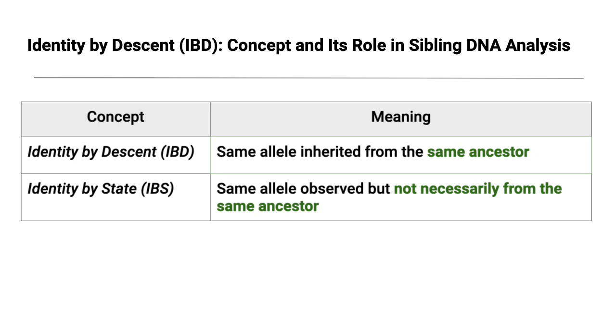IBD must be distinguished from identity by state, or IBS. Alleles are IBS if they are identical in sequence but not necessarily inherited from the same ancestor. For example, two unrelated persons might both have allele 15 at the locus simply because that allele is common in the population. That situation is IBS but not IBD.